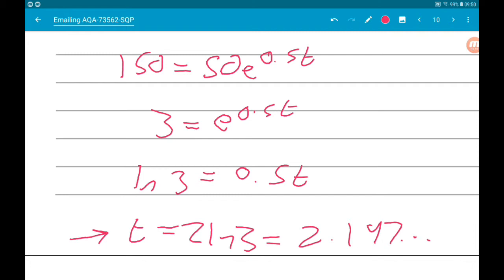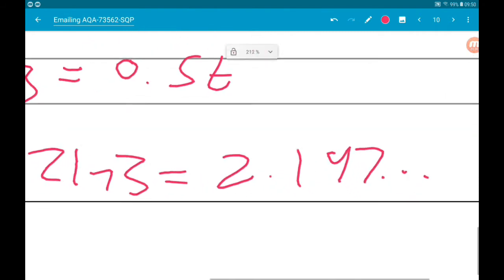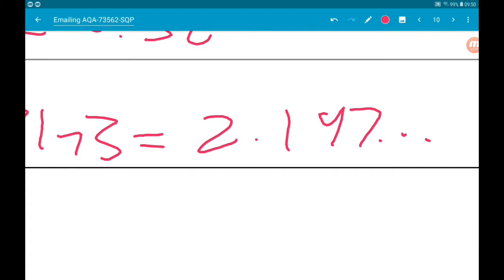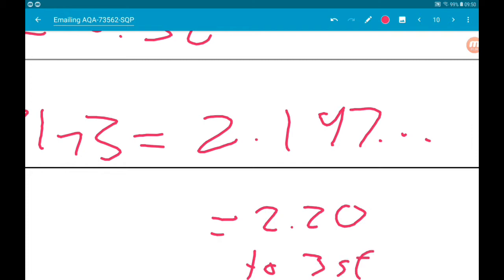2.197 and so on. We want it to 3 significant figures. Now our third sig fig is the 9, which has a 7 after it, so effectively that rounds up to a 10. So we get 2.20 to 3 sig figs.